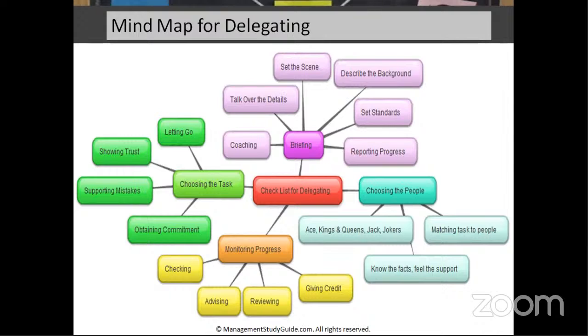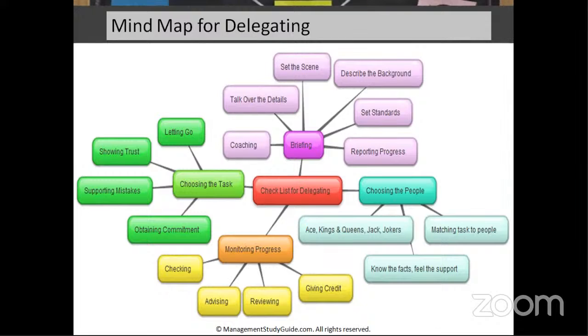So who are the novice, who are the experts, who are the beginners? Whichever category they are, how competent are they? You need to know them. Then also matching the tasks to the people, all right? Then know the facts, feel the support.